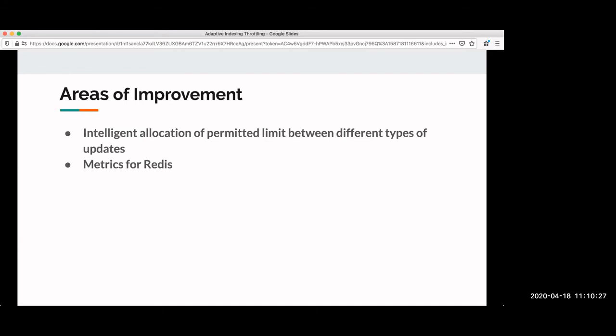But the idea is to make it more intelligent, because not all updates are the same. A discount update might be a very small payload. A catalog update might be a very big payload. Probably all the images, all the text, everything has changed in a product. So not all updates are similar, or take the same processing time. So we can look into that and do a much more intelligent allocation between different kinds of updates. Currently we are not aware of the different kinds of updates. We just gave them a priority order.